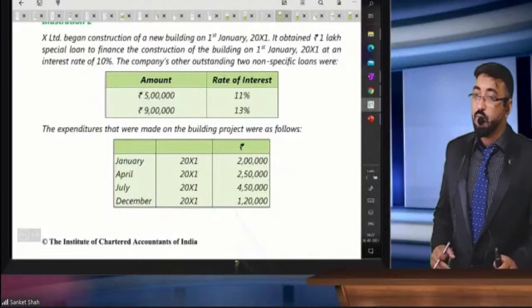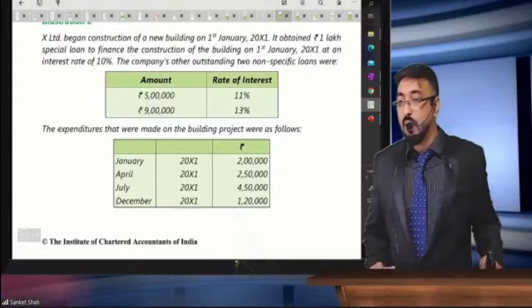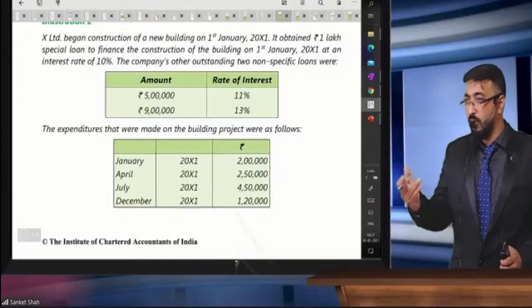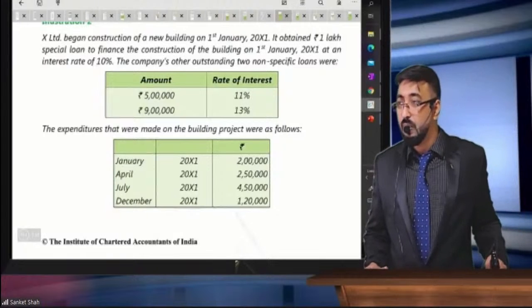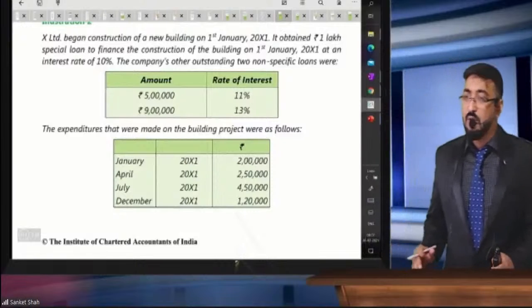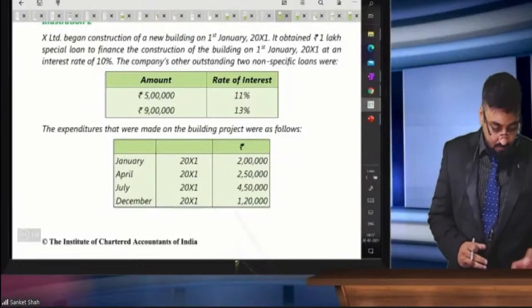If time permits, we will take today one more branch accounts problem, on non-integral or integral foreign operation. One problem is remaining, the conversion of monetary and non-monetary items. It's actually very easy, so I will take that question.